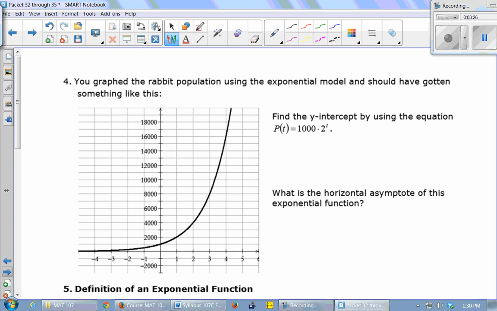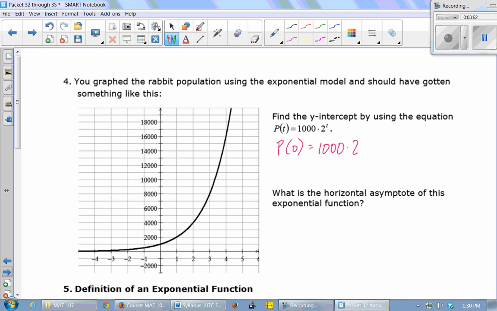So you graphed the exponential, you graphed the rabbit population using the exponential model. You should have gotten something that looks like this. You might have had some slight variation based on the window that you chose. And I was able to blow this up so that you can see a little bit better where it crosses the y-axis. So the y-intercept of this equation, the way you find the y-intercept of anything is you plug 0 in.